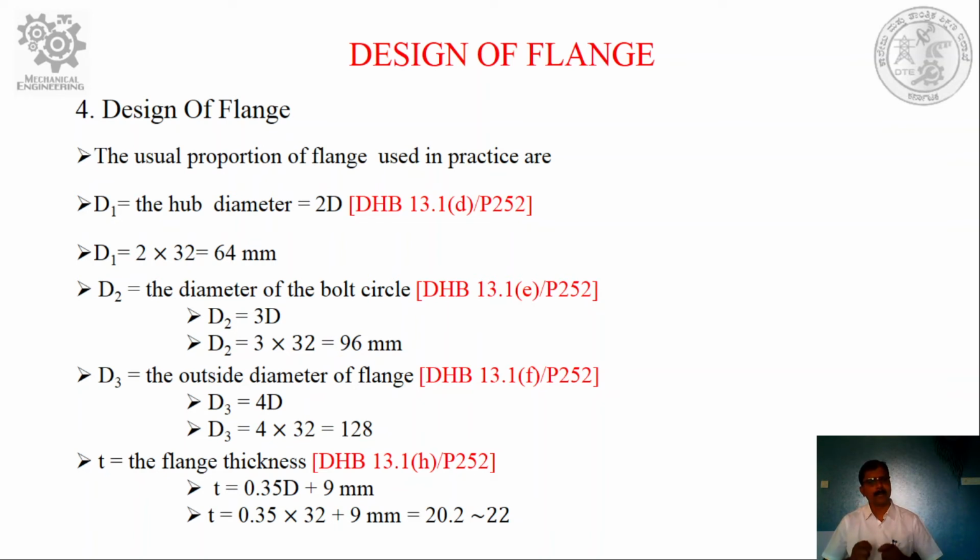Now here the dimensions of the flange, that is thickness of the flange, outer diameter of the flange and the diameter of the bolt circle, all are obtained from the empirical rule. Now after fixing the dimensions of the flange with empirical rules, check the induced shear stress in the thickness of the flange. The flange may fail in between the hub and the flange junction.